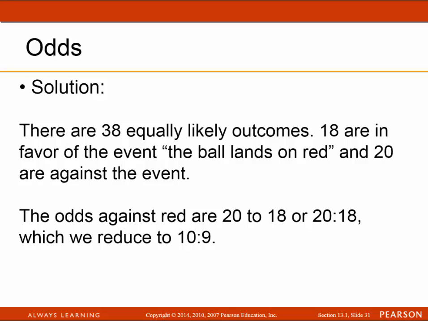So there are 38 equally likely outcomes. 18 are in favor of the event, when the ball lands on red, and 20 are against the event. So the odds against red are 20-18, or 10-9 if we reduce it.